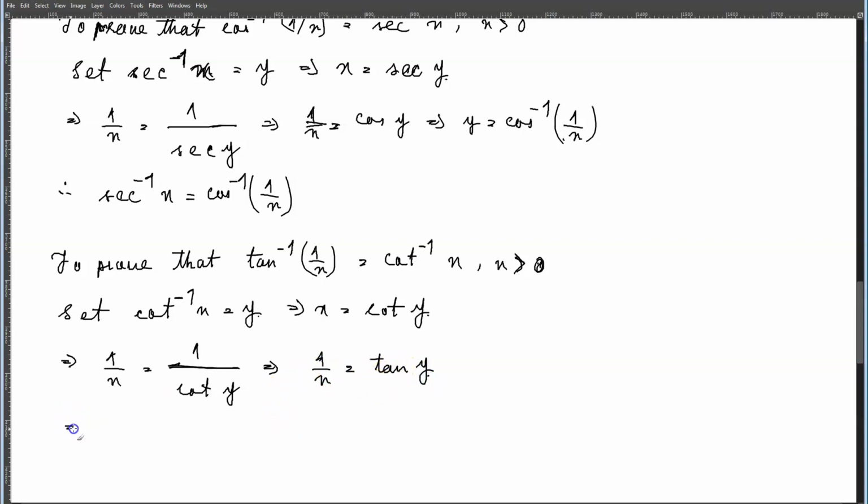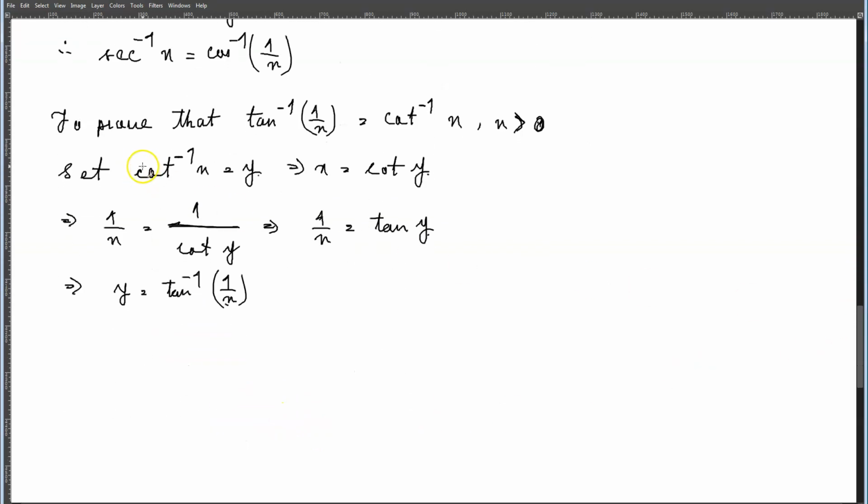So which means that y is equal to tan inverse of 1 by x, and over here we said that y is equal to cot inverse of x and y is equal to tan inverse of 1 by x, which means that the tan inverse of 1 by x is equal to cot inverse of x.